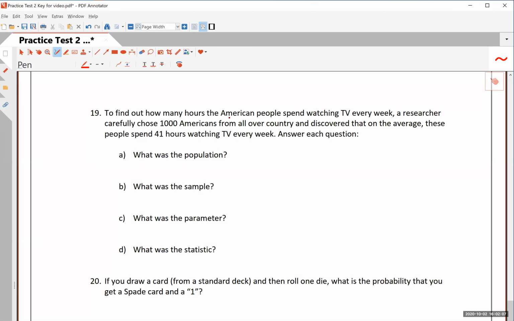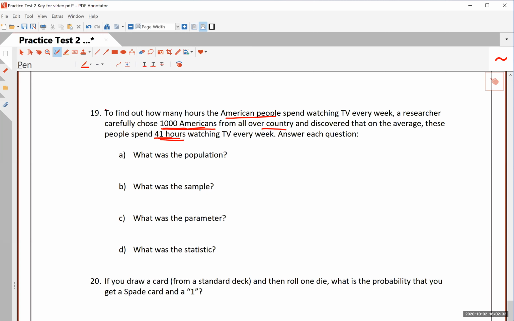All right, let's go to number 19. We are trying to find out how many hours the American people spend watching TV every week. So a researcher carefully chose, I'm not sure how, 1,000 Americans from all over the country. Okay, because you want to avoid a geographical bias, and discovered that on average these people spend 41 hours watching TV every week.